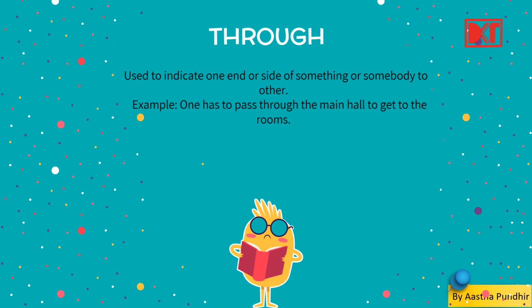Okay, so we have a few more uses of through. Like here, when we have to talk about indicating one end or side of something or somebody to other. Like here, one has to pass through the main hall to get to the rooms. So what are we indicating? One side of something or somebody, right? Basically the end of this main hall that you have to pass through it to get to the rooms.